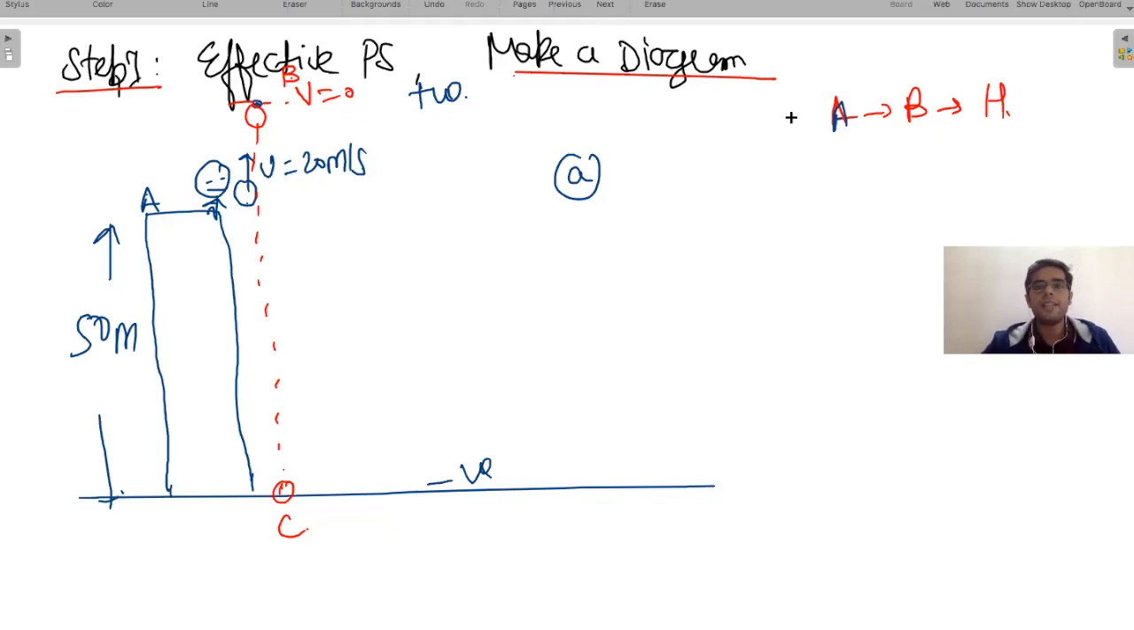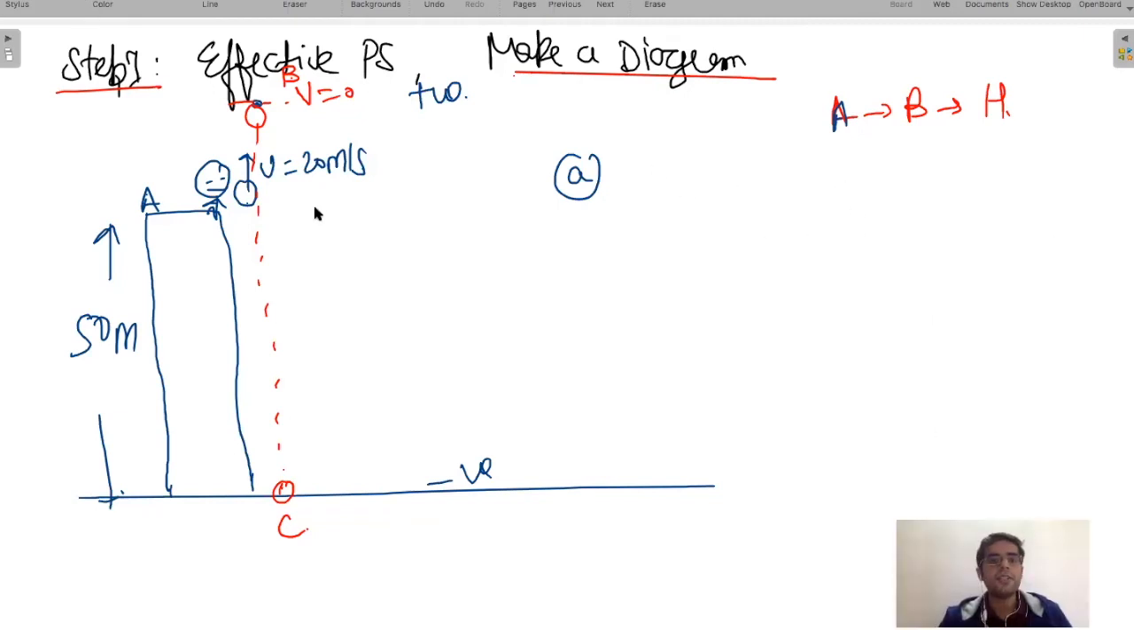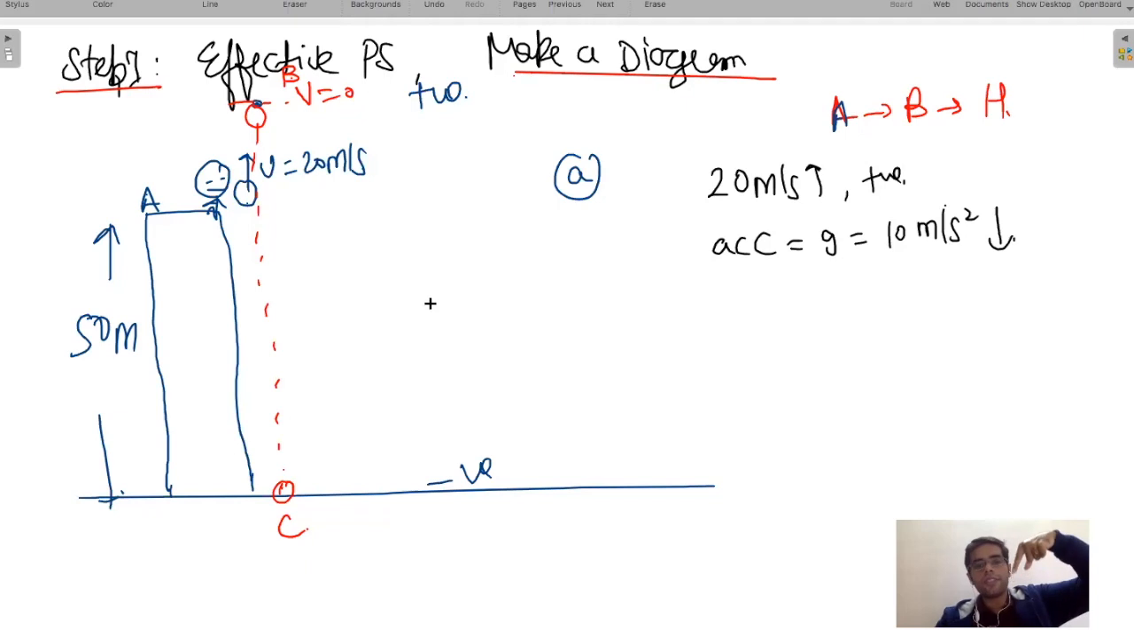So let's understand the motion from A to B. In A to B, what is happening? Initial speed is 20 meters per second in the upward direction. That means it is positive. And acceleration is what? g, which is let's say 10 meters per second square, although the correct value is 9.8, but it is in the downward direction. From A to B, g is always downwards. We know that. So 10 meters per second square in the downward direction. So we have to take acceleration as minus 10 meters per second square.